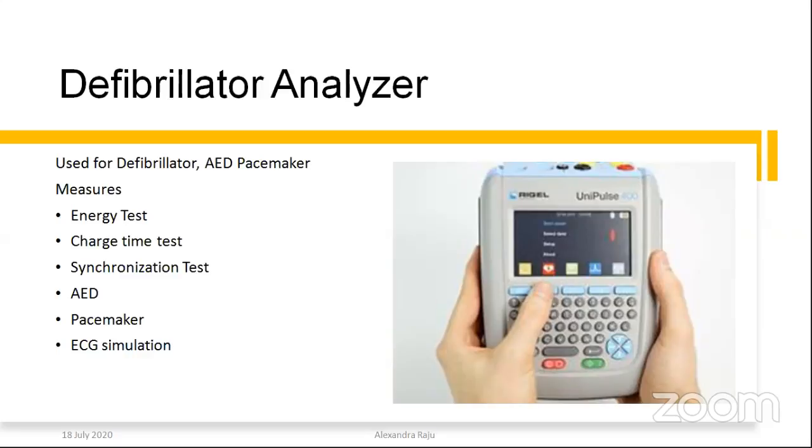Next is the electrosurgical analyzer. The electrosurgical analyzer performs the power, voltage, current, REM test, and HF leakage test. The REM test is a return electrode measure, and HF is high frequency leakage, which comes from the electrosurgical unit. These can be measured using the electrosurgical analyzer.